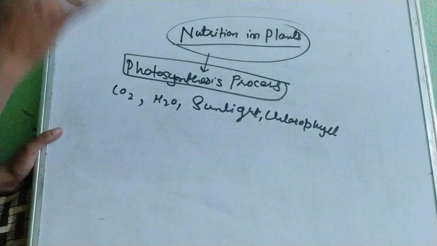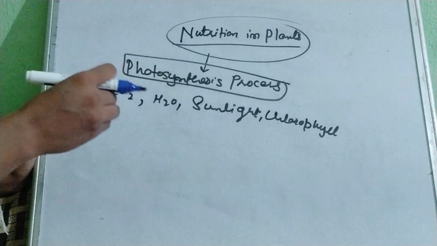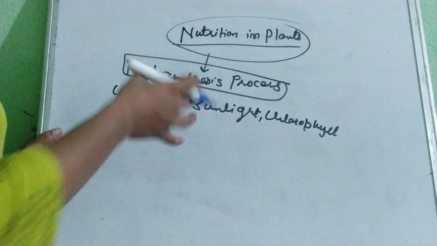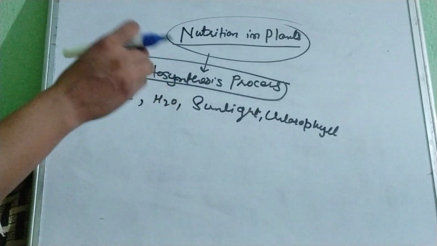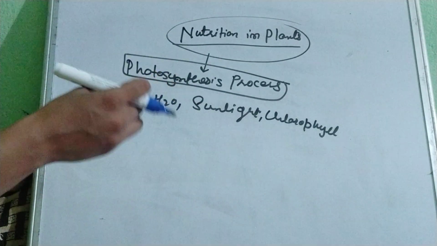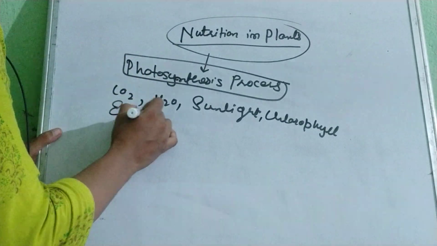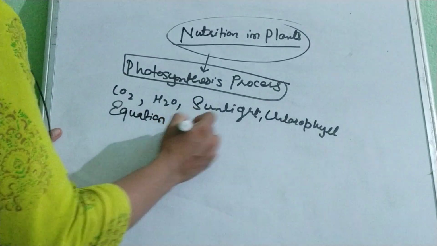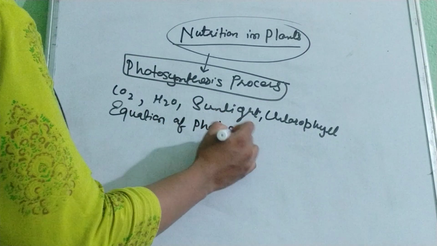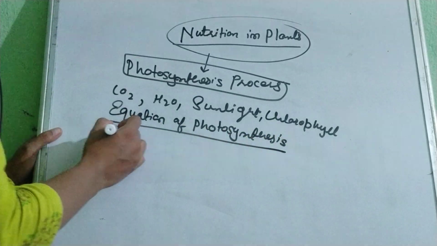Clear? The most important thing is the equation of photosynthesis. I know you all know the definition of photosynthesis, but the equation is important for the board examination. So what is that equation? Here I am writing the equation of photosynthesis.